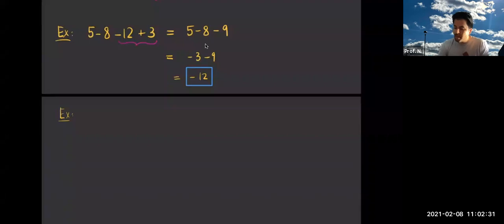What about this? What about 24 divided by 2 multiplied by 6? 36?